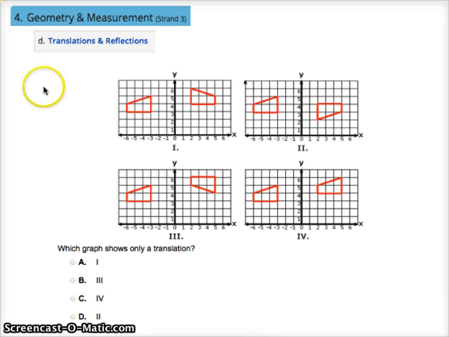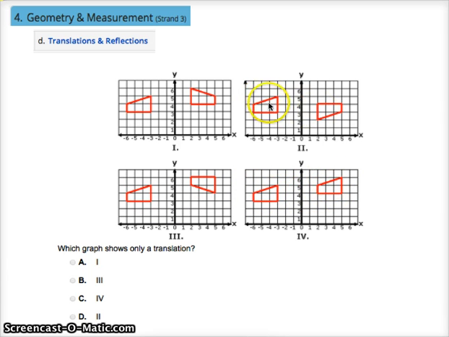And our last example for translations and reflections says, which one just shows a translation? So just a slide. Okay, that's when the object would keep facing the same way. So this one's been flipped over. That's not a slide. This one's been turned around. That's not a slide. This is a slide. This object just simply slides over and up.